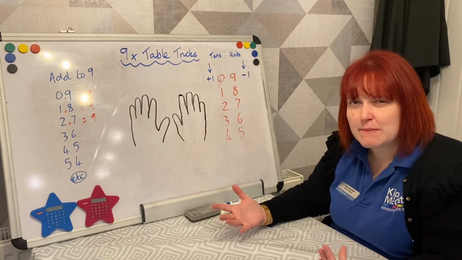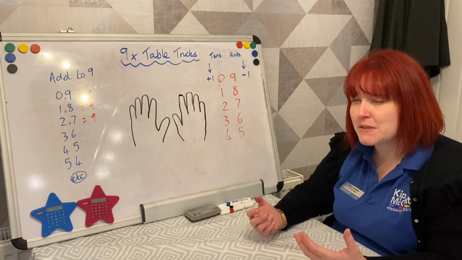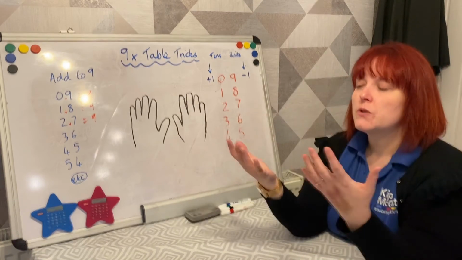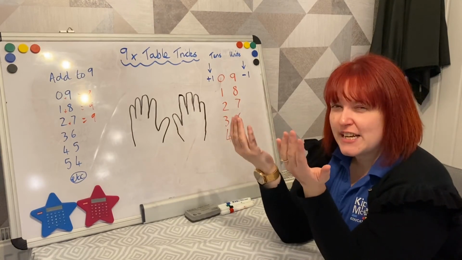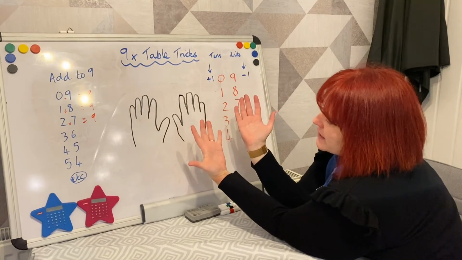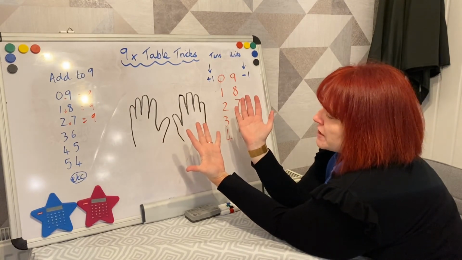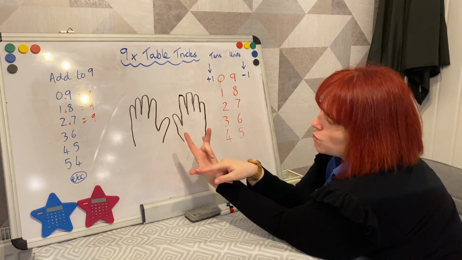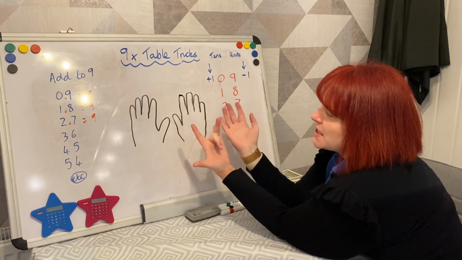Okay, and I still sometimes do this on some of the middle ones because sometimes you just need to refresh yourself, especially if you've not been doing them for a little while. So you look at your hands facing you. For the sake of the camera, they're facing you like this. If I wanted, for example, 3 times 9, I'm going to fold down my third finger. So 1, 2, 3 times 9.